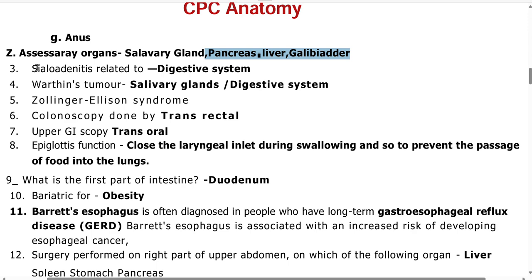3. Sialoadenitis related to digestive system. 4. Warthin's tumor, salivary glands, digestive system. 5. Zollinger, spleen, stomach, pancreas.